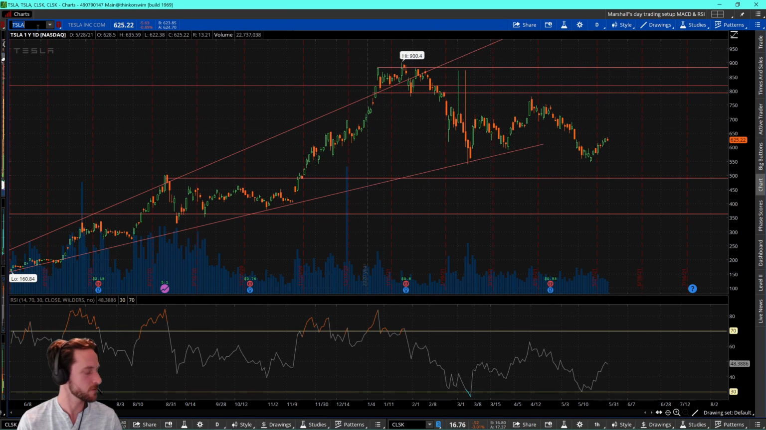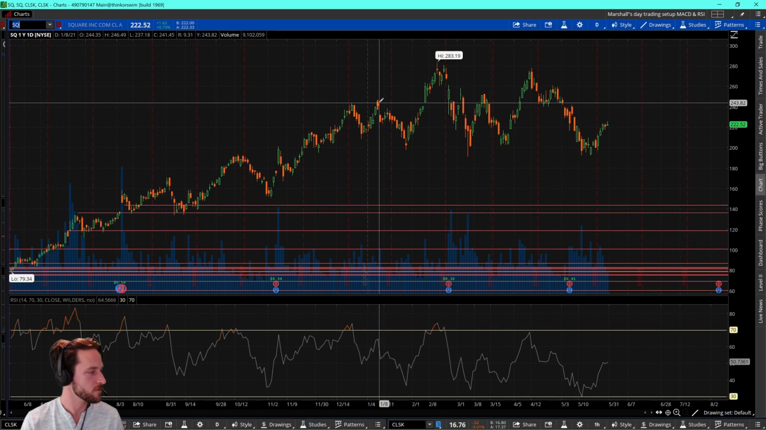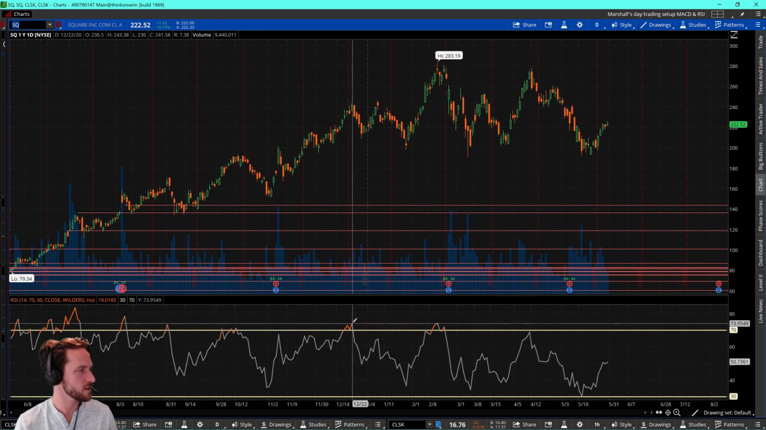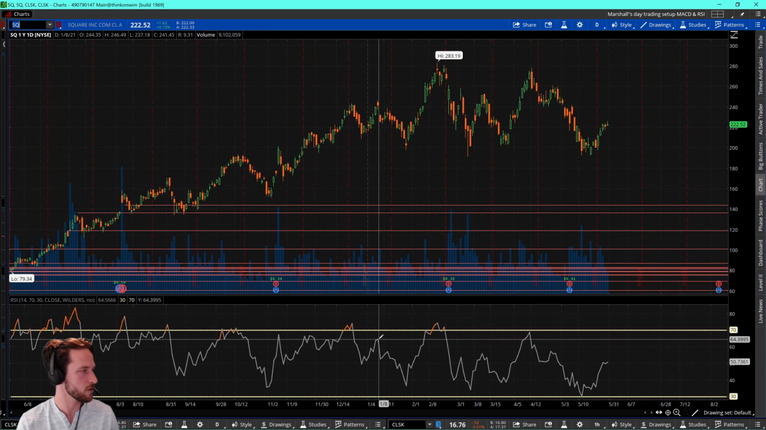Let's look for another one. SQ, Square, one of my favorites. Oh, okay, this is a good one. So this is a good divergence. Or it's a bearish divergence, but a good example. So here you can see that it hit a high with the RSI above 70, and then the price hit the same level, maybe even higher, yeah, higher. But in the RSI it was much lower, right?